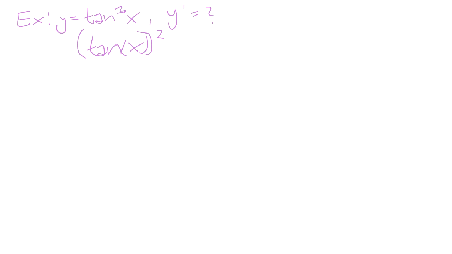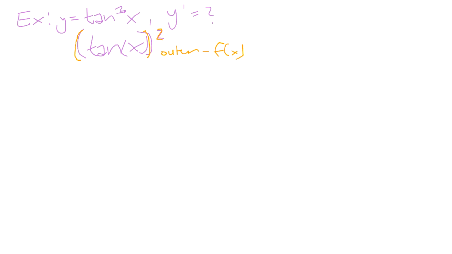Now that we have this, we can once again say that we have a composite function. We have this whole thing being squared, which is going to be our outer function, which is going to be our f of x.